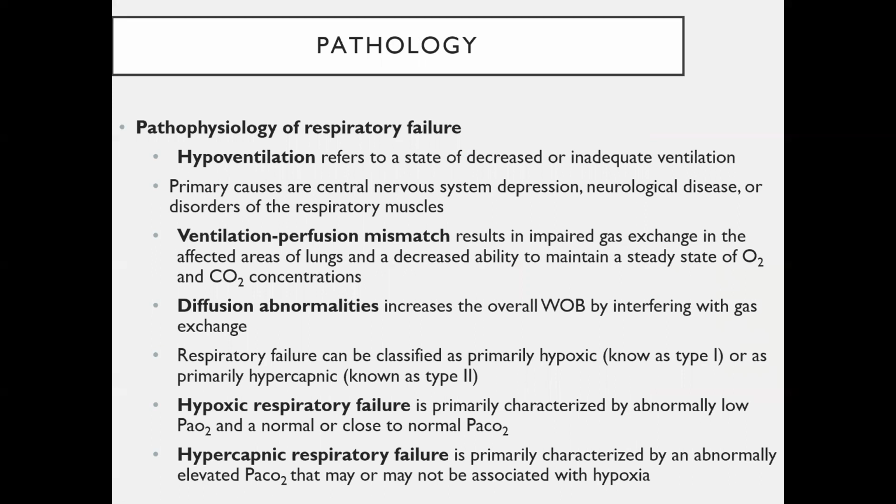So pathophysiology, problems that could happen. Hypoventilation occurs in a state of decreased or inadequate ventilation. Can be CNS depression, neurological disease, disorders of the respiratory muscles, any that can cause hypoventilation, meaning that you are not taking in enough air when you're breathing. Ventilation perfusion mismatch results in impaired gas exchange. So if they're not getting out enough CO2 or they're not getting in enough O2, that can be a ventilation perfusion mismatch. Diffusion abnormalities increases the overall work of breathing by interfering with the gas exchange.